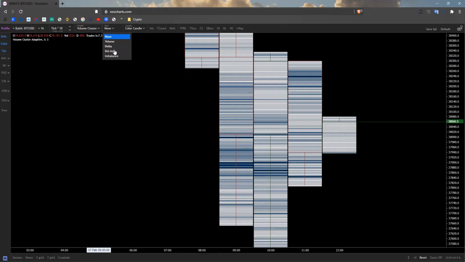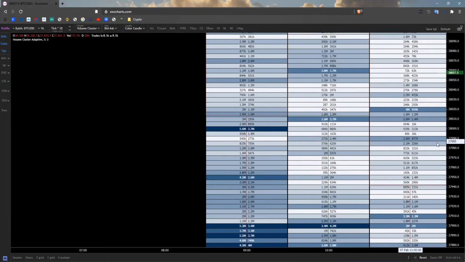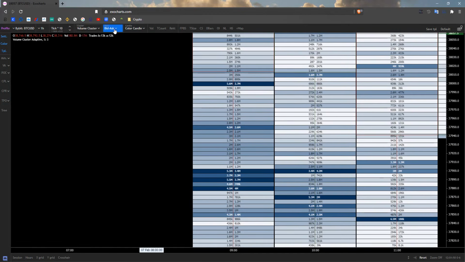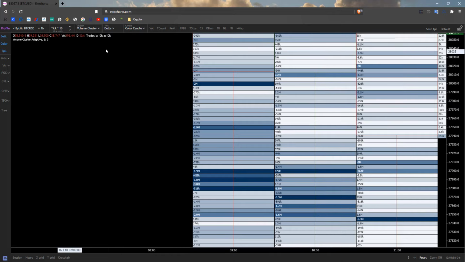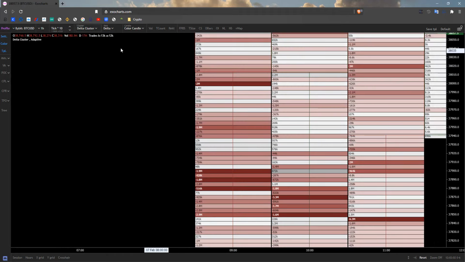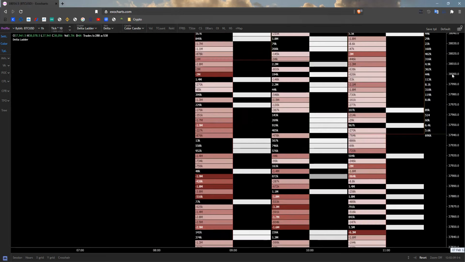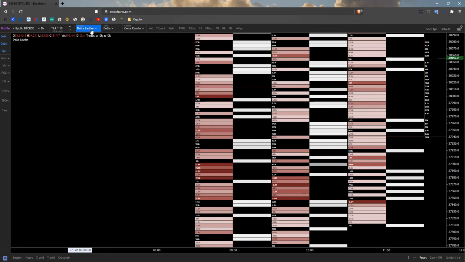And if you have text in here, you can zoom in and see what all this says, right? So you can see exactly how many sellers there were, exactly how many buyers there were. You can change it to the delta. It's going to show you that information. Delta cluster, same thing, except you're looking at delta instead of volume. And then the delta ladder is basically going to show you where the important buys and sells were and where they weren't.